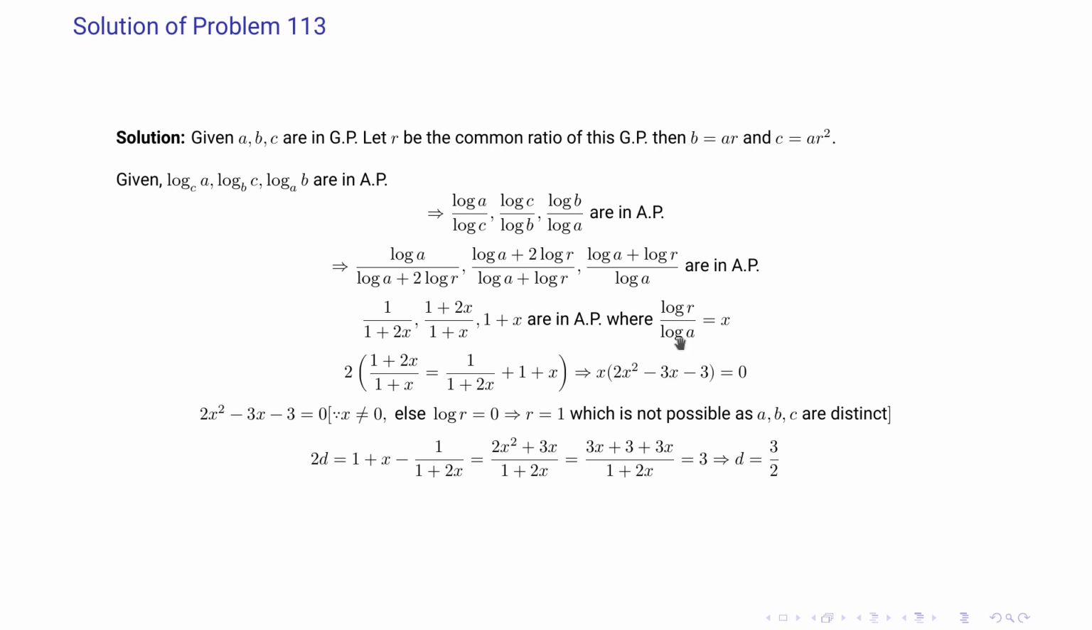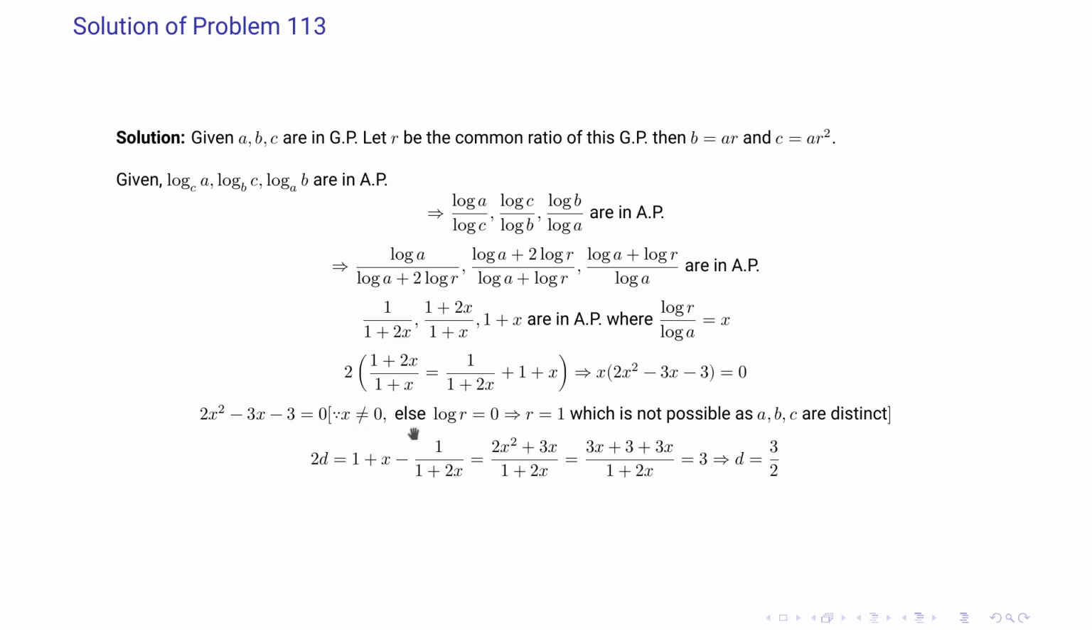Now we write log of R by log of A is equal to x to get 1 by 1 plus 2x, 1 plus 2x by 1 plus x, 1 plus x in AP. Once we have this, we solve this to obtain this equation. Now once we have this equation, we can write that 2x square minus 3x minus 3 is equal to 0 because x is not equal to 0.